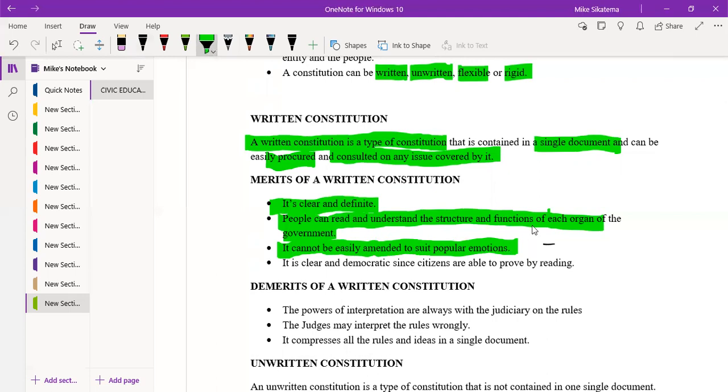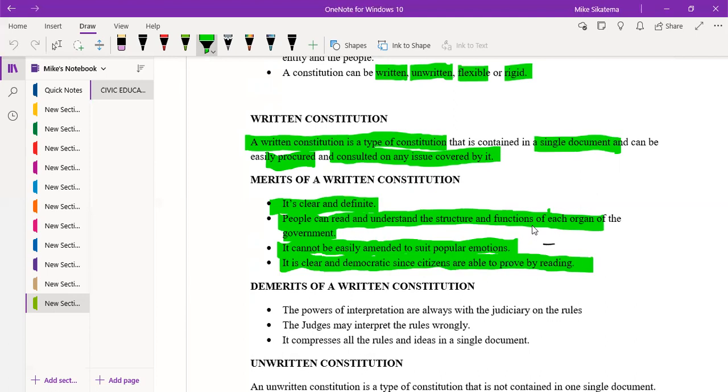One of my favorite points of a written constitution is that it is clear and democratic, since citizens are able to prove by reading. So you can actually prove by reading. You can get your constitution and say, is this right? Is this sound? Are our rights safe? Did we elect the proper people? Are these governance systems that we have in our country in line with the rule of law? Are they in line with sound democratic practices? So that's a good part. It's clear and democratic, since citizens are able to prove by reading.